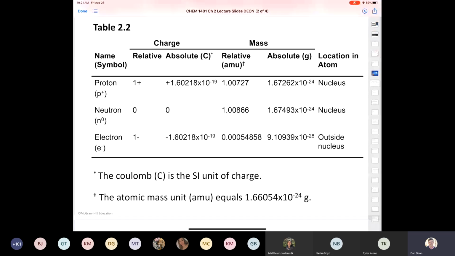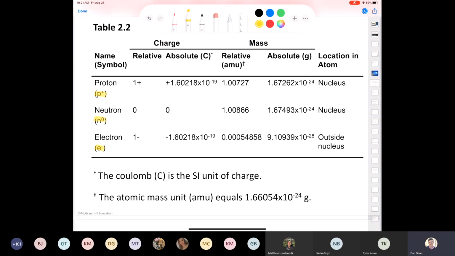It has a charge of +1. We have a neutron, which is neutral, and we have an electron, which has a charge of -1. These little symbols here are the symbols that I will use sometimes for a proton, neutron, and electron. Sometimes I even leave the superscripts out. Okay. We have the absolute charges in Coulomb.